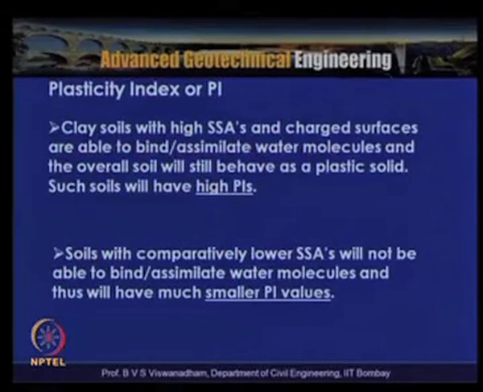And why do soils have higher and smaller plasticity indices? If you look into this, clay soils with high specific surface area and charged surfaces are able to bind and assimilate water molecules, and then the overall soil will still behave as a plastic solid, and such soils will have higher plasticity indices. Soils with comparatively lower specific surface areas will not be able to bind or assimilate water molecules, and thus will have smaller plasticity index values.